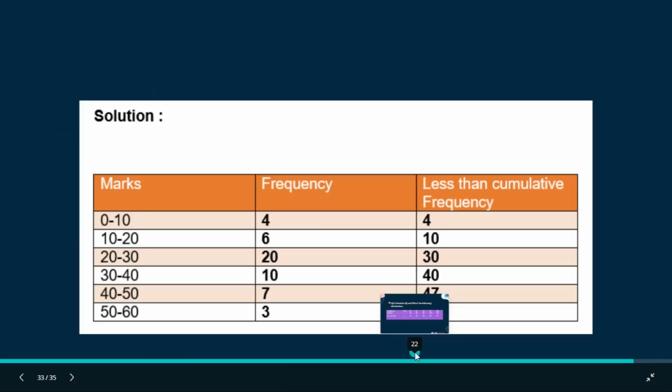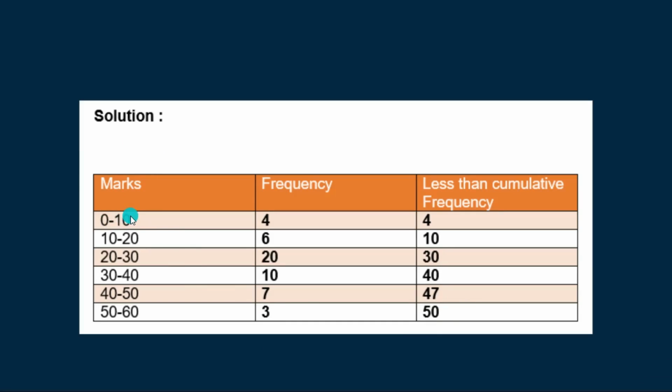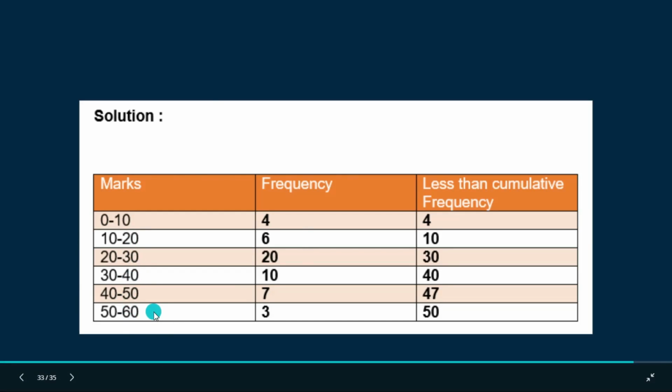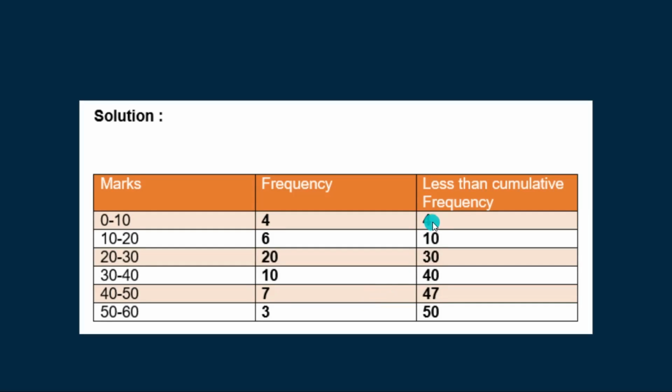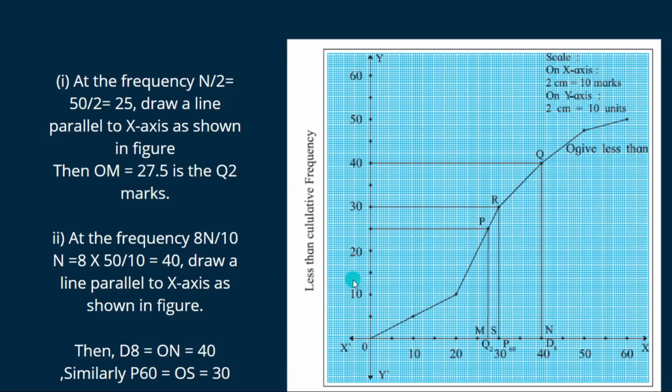If you check the table, the upper class limit and upper boundary are both the same only. So here it is 10, here it is 20, then 30, then 40, 50, 60. Now you have to write this on the x-axis: 10, 20, 30, 40, 50, 60. On the y-axis we are supposed to write the CF. So here the first CF is 4, then 10, 30. Now we can take a difference of around 10 here. So 10, then 20, 30, 40, 50, 60.